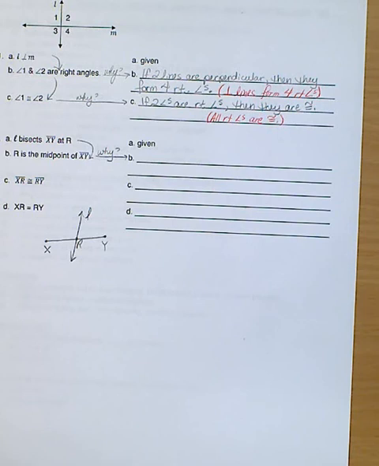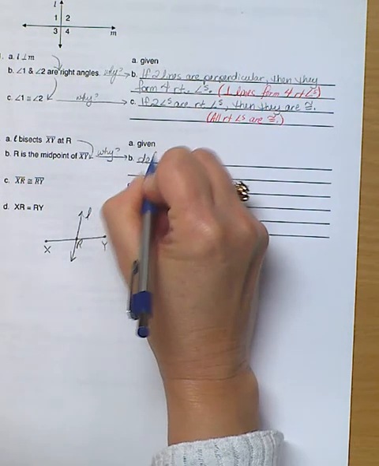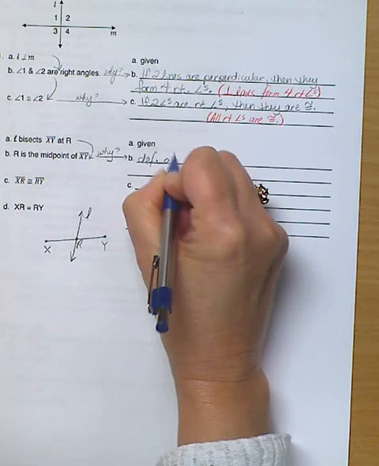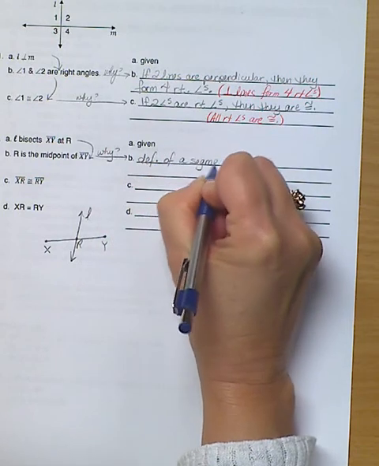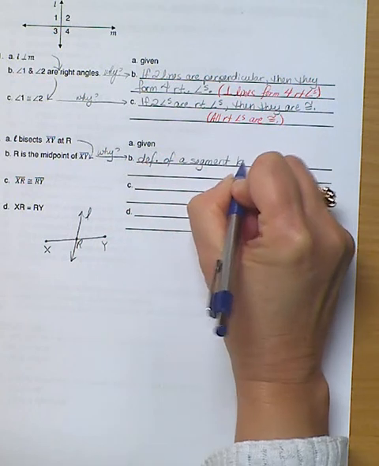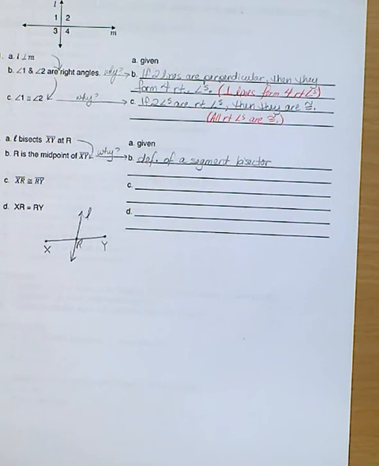So definition of a segment bisector is the best way to do this one. Definition, DEF, of a segment bisector is the reason why I know point R is a midpoint. Now I can put it in if-then form because I keep telling you, use the trick. This one is not pretty.